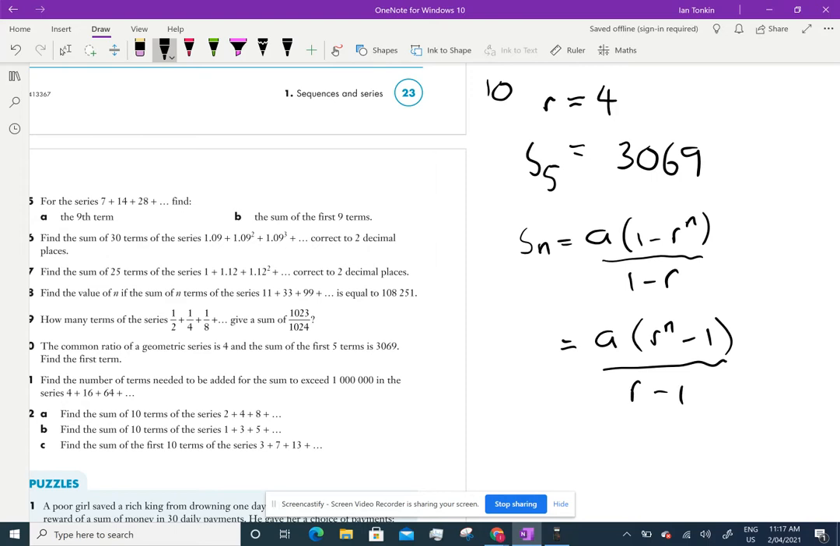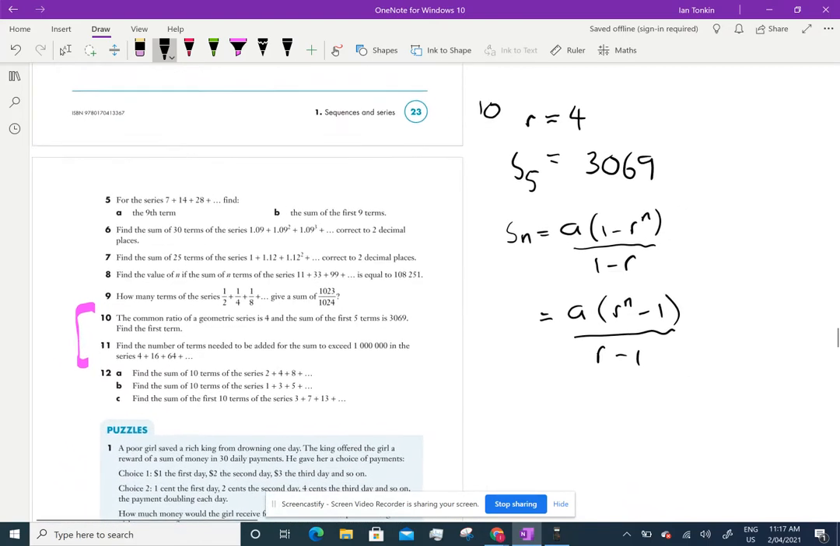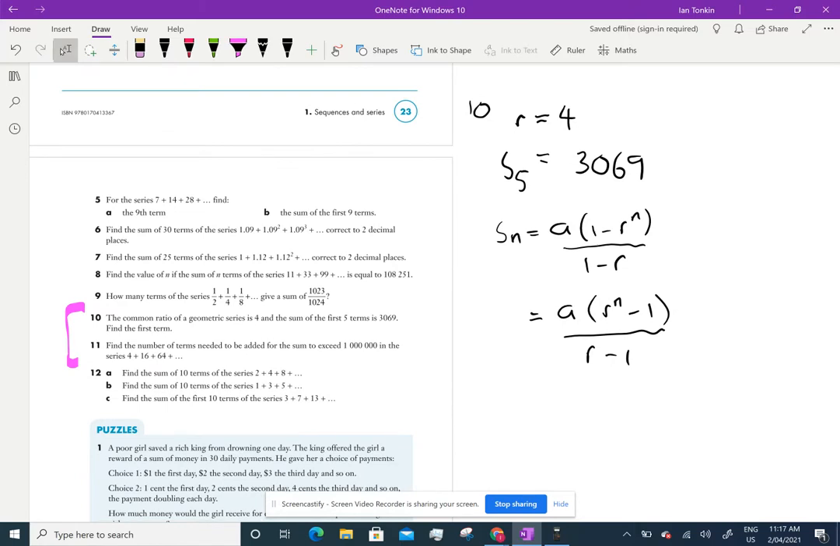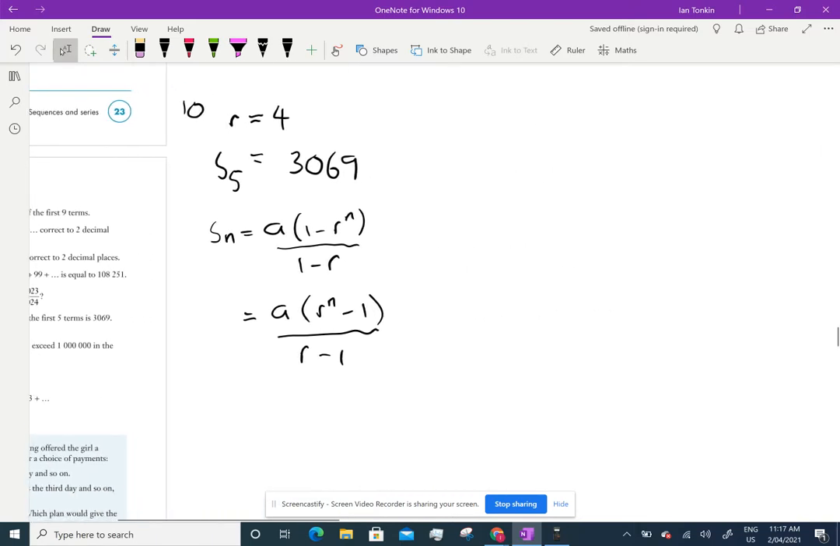It wouldn't really matter, I don't think. Sometimes it can make a difference, but I don't think it would in this case. I will use the second one. I'll try to adhere to the way that the book says. So we've got 3069 equals a, which is what we've got to find, times (4 to the 5 minus 1) over 4 minus 1.